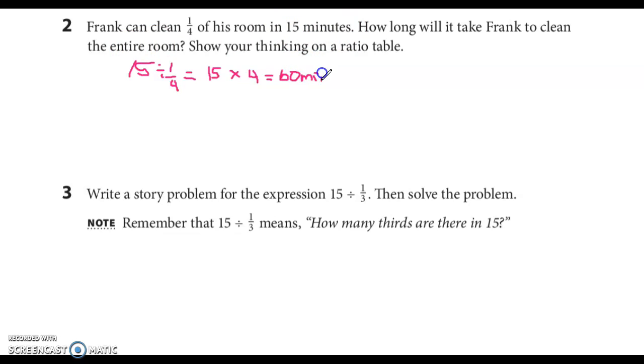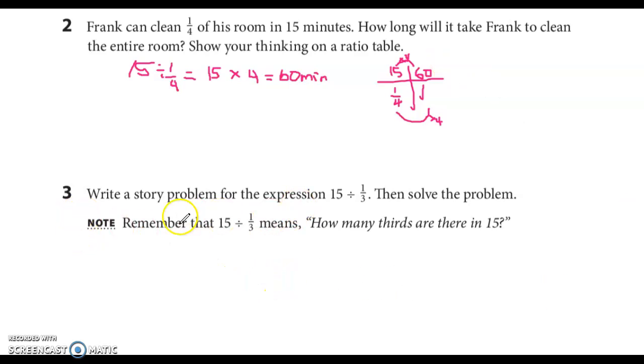So I'm going to check it on a ratio table. I'm going to put 15 over 1/4. I have to multiply 1/4 by 4 to get to 1. What I do to the bottom, I do to the top. 15 times 4 is 60.